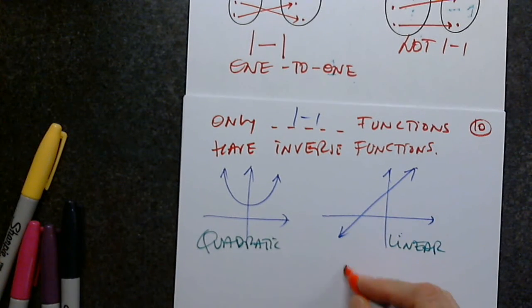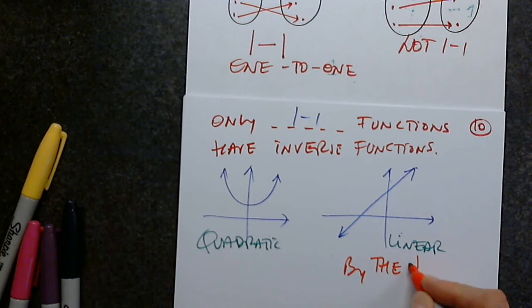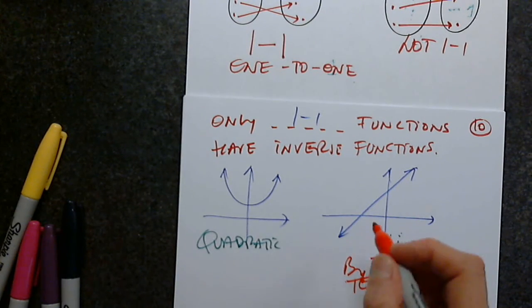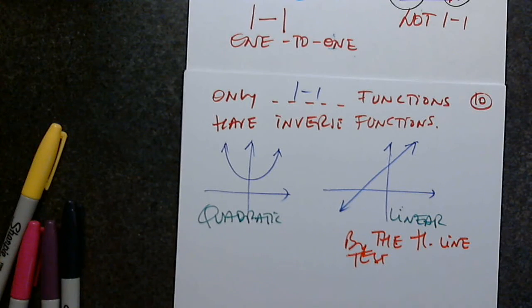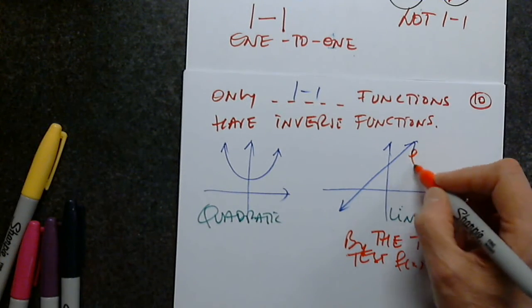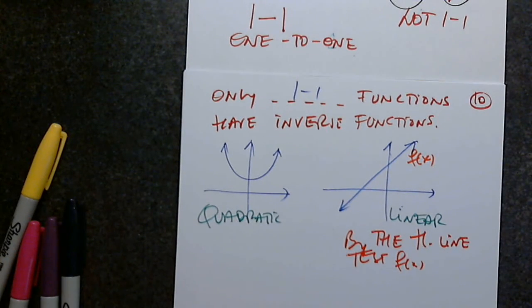By the horizontal line test, this is or is not 1-to-1. F of x, which is this, is 1-to-1 by the horizontal line test. By the vertical line test, I say it's a function. But by the horizontal line test, I say it's 1-to-1. What would you say about the quadratic function? Not 1-to-1.